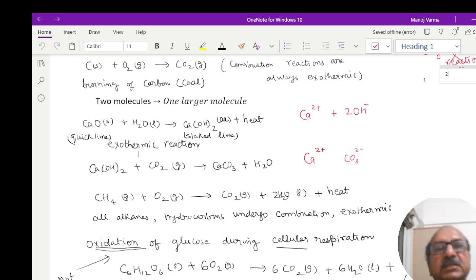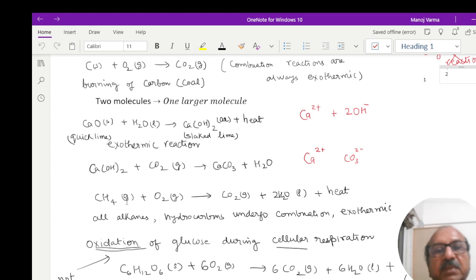So those reactions in which heat is liberated are called exothermic reactions. So this is also an example of exothermic reaction. This is a reaction in which the calcium hydroxide combines with carbon dioxide to form calcium carbonate and water. Here the two ions are calcium and carbonate, and this reaction is given in your textbook. This is not an example of a combination reaction. This is just a side reaction given in your textbook.